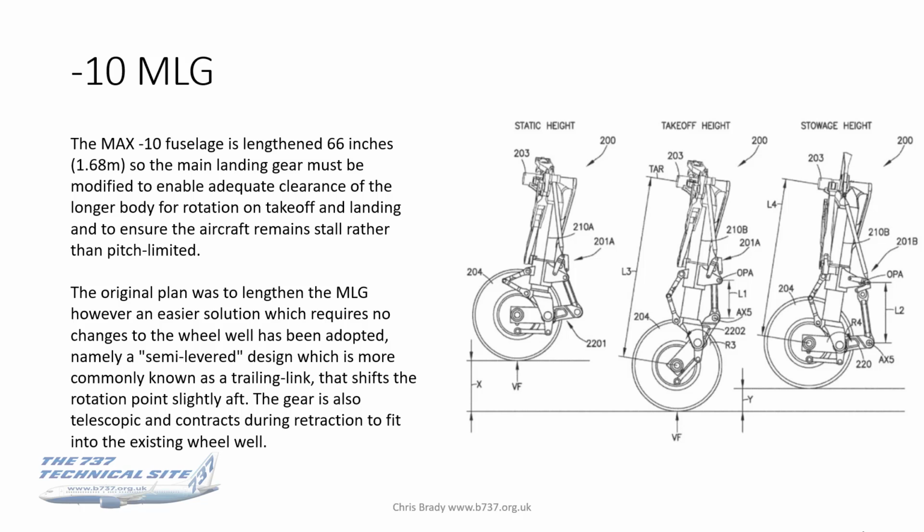So what they did was the engineers came up with this great solution, which I've actually got this graphic from the patent, and it shows how you've got this semi-lever design, or trailing link as we probably know it, that shifts the rotation point slightly to the aft, and the gear is also telescopic and contracts during the retraction to fit into the existing wheel well footprint.